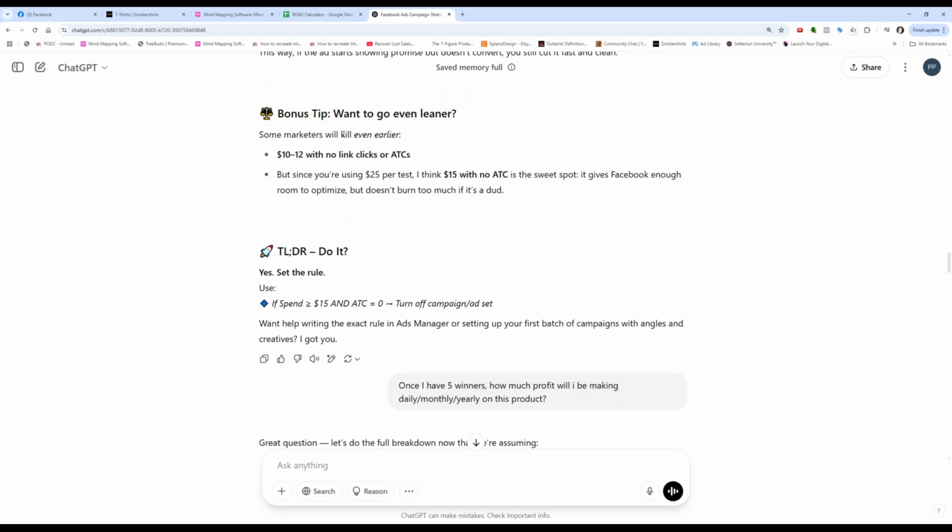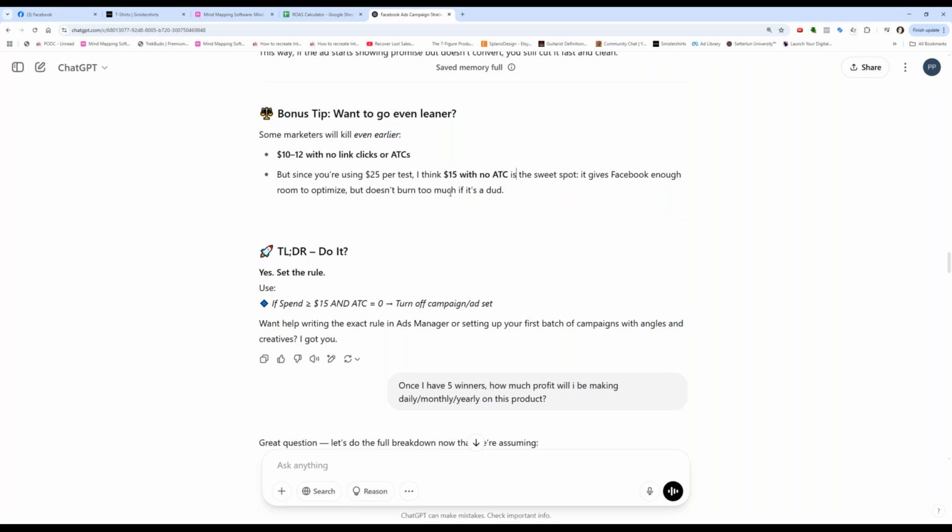Bonus tip: want to go even leaner? Some marketers will kill even earlier. Really? You okay? $10 to $12 with no link clicks or add to carts. They'll set a rule for that, and that actually makes sense too, because if you're paying $10 for one click, odds are it's not targeting the right audience in the first place. Okay, but since you're using $25 per test, I think $15 with no add to cart is the sweet spot. So they're basically saying, hey, you could do this, but you're doing it right.